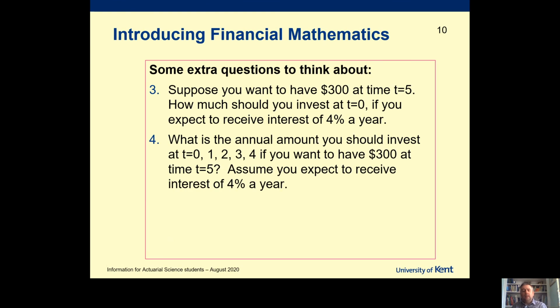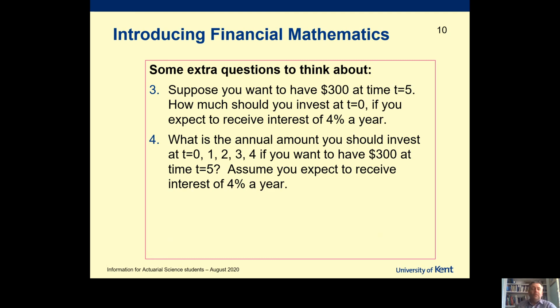The final one extends that to investing regularly. Suppose we want to get to $300 at time t equals 5, 4% interest rate. We're going to invest the same amount each year at time 0, 1, 2, 3, and 4. How much should we invest? What should that annual amount be that means we will end up with $300 at time t equals 5?